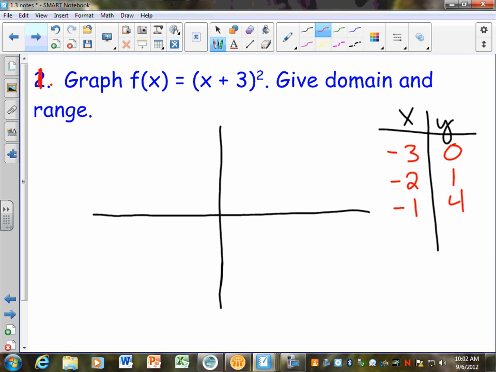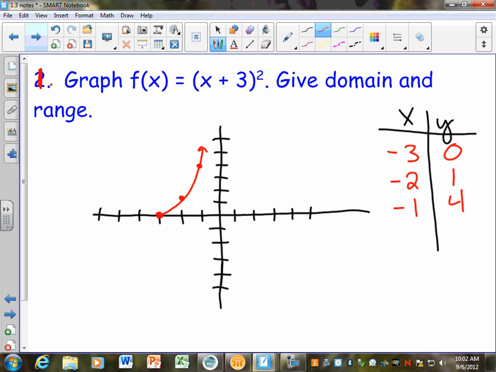I need that parabola shape though, so maybe make a little graph here and see what happens. Maybe you already know what you need to pick, but maybe not. Negative 3, 0; negative 2, 1; negative 1, 4. Does that look like part of a parabola? I connected these. That's going to keep going up. Maybe we should pick one more point to see what's happening on the other side.